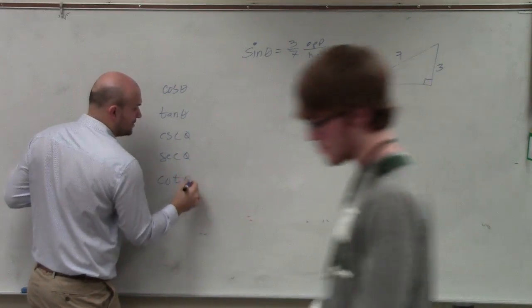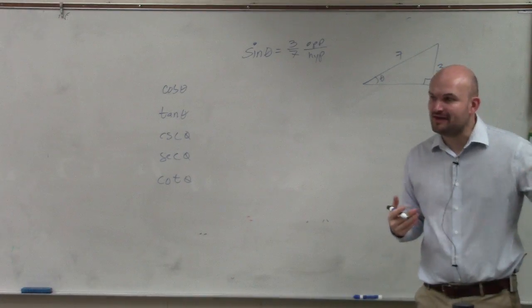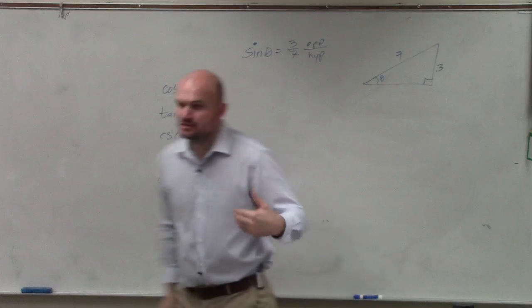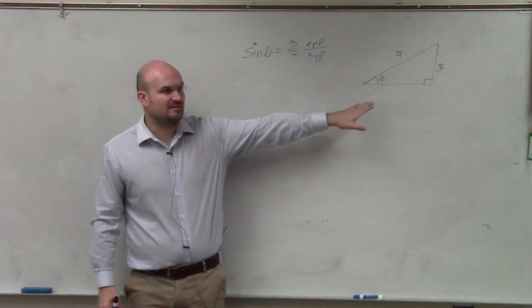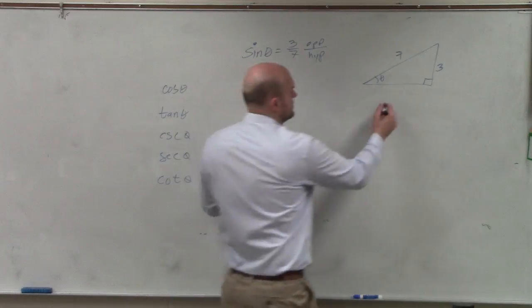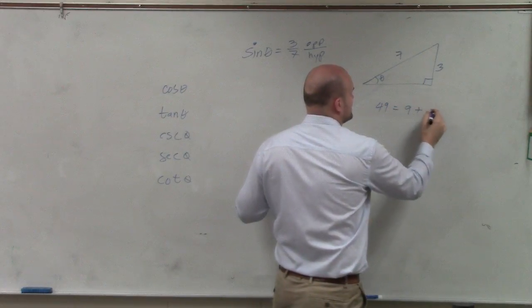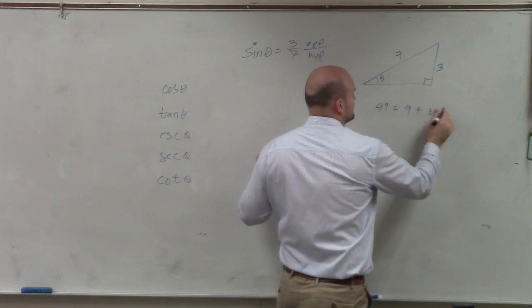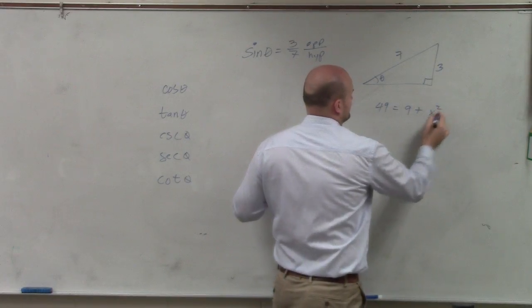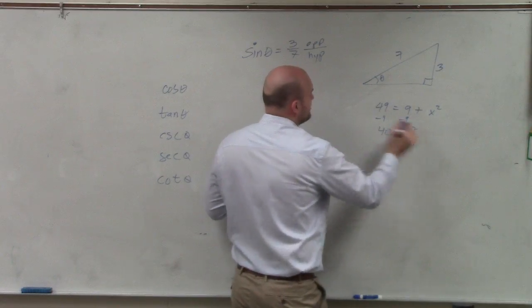So to do all of those, we have to find out what the adjacent side is. So do we have enough information to find the missing adjacent side? Yes. Hypotenuse squared is equal to leg squared plus your other leg squared, which I'll just use as x squared. Minus 9, 40 equals x squared.